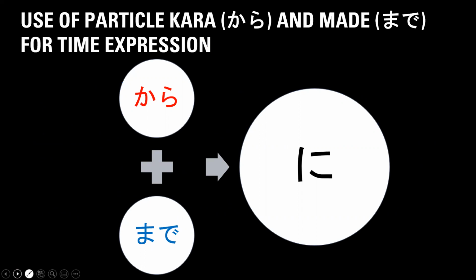So kara is used as an alternative for ni, and made could also be used as an alternative for ni. And vice versa, pwede rin naman ni instead of kara or made. Now, of course, what's the advantage of using ni? Ni is general. It could also mean your starting point or your ending point.